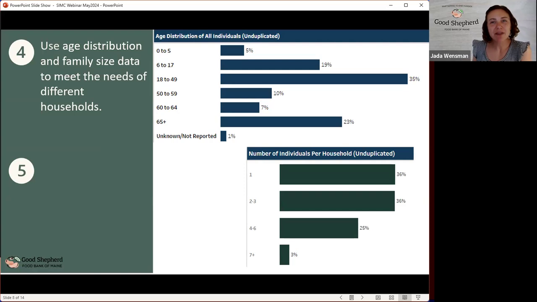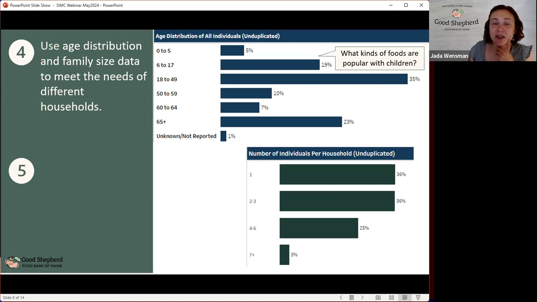Number four, we have age distribution data from SIMC, and that is using those ages of both the head of household and additional family members to really get a sense of who is this food reaching? Not just who do you see at the pantry, but who does the food go to across that household?